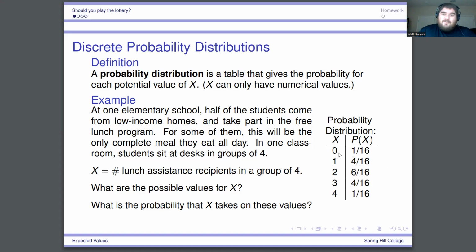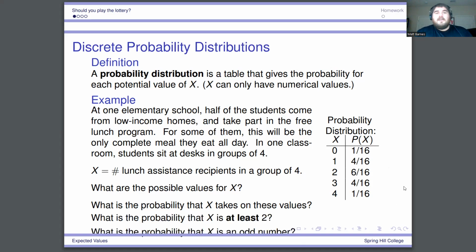But at the end of the day, we have a chart. One side here has our outcomes, that's our X, and then our P of X, our probability of X, is the probability of each of these numbers happening. So now that we have this, we can answer some actual questions. What is the probability that X is at least 2? Well, at least 2 would be 2, 3, and 4, and all I have to do is add those together. With fractions, same denominator, I just add the tops. So 6 over 16, 4 over 16, and 1 over 16 is 6 plus 4 plus 1, which is 11, all over 16. So 11 over 16 would be the probability that X is at least 2.